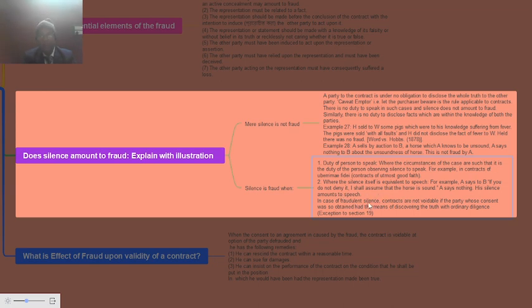In case of fraudulent silence, contracts are not voidable if the party whose consent was obtained had the means of discovering the truth with ordinary diligence. This is the exception to Section 19. So, silence may amount to fraud or silence may not amount to fraud.